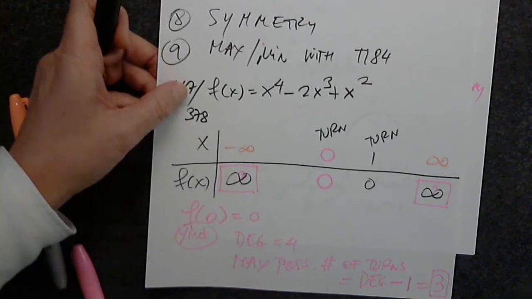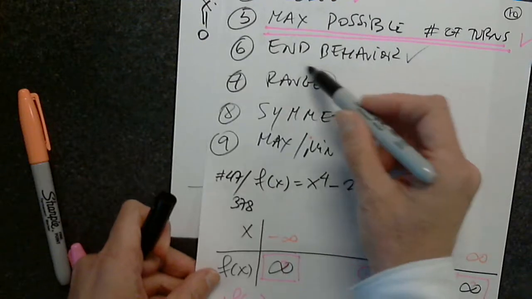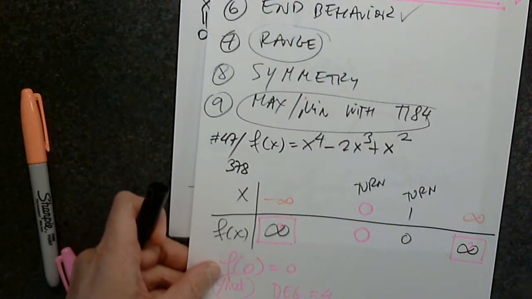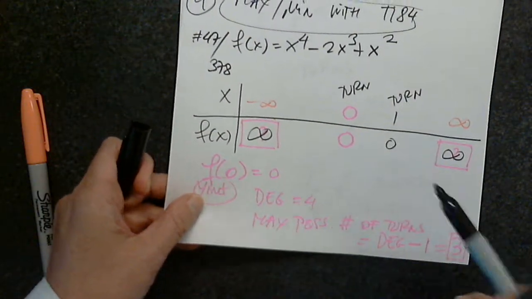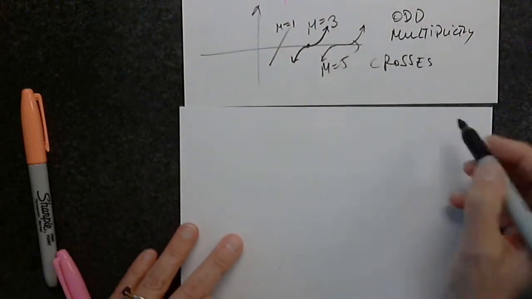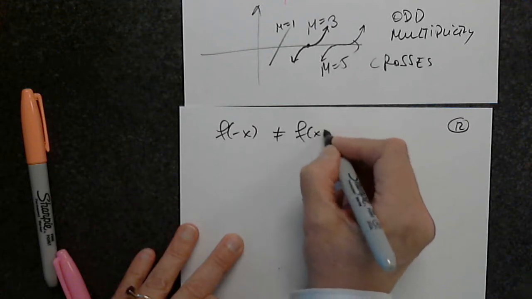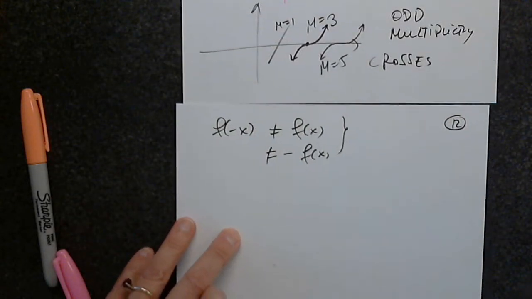The function is not symmetric. That's the last thing. So the range will be determined after we graph the function. The max min has to be with the graphing calculator. The last item here is symmetry. And then we can graph. So this function that has a turn at 0 and a turn at 1 cannot be symmetric, but I have to write that, put that in writing, and say f of negative x does not equal f of x, and it does not equal negative f of x. Not symmetric.